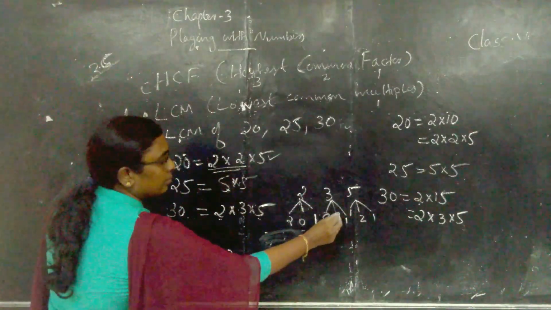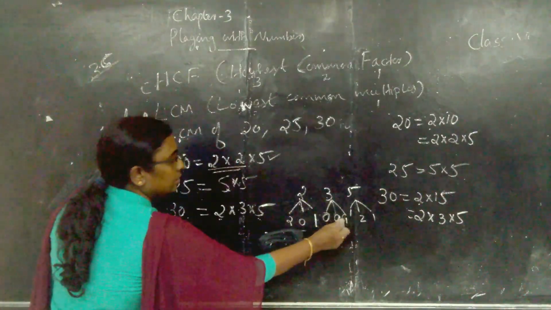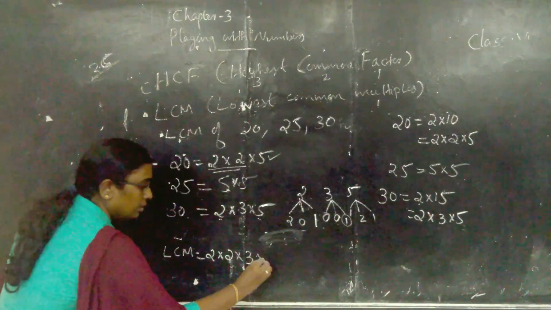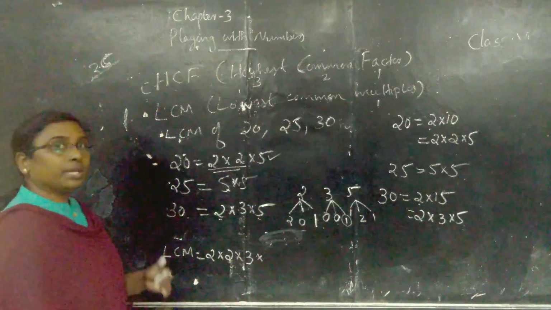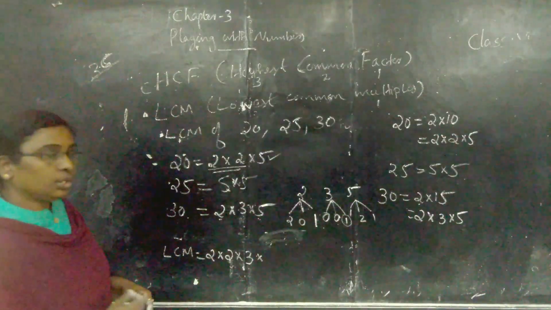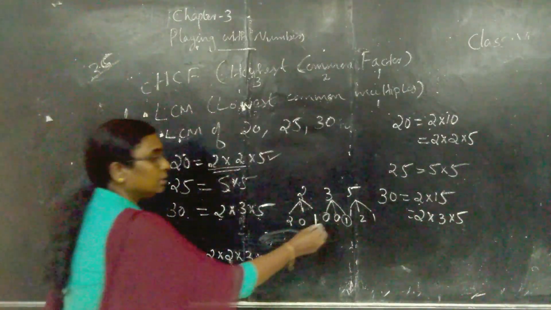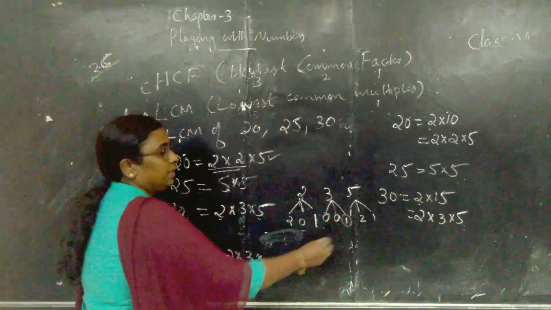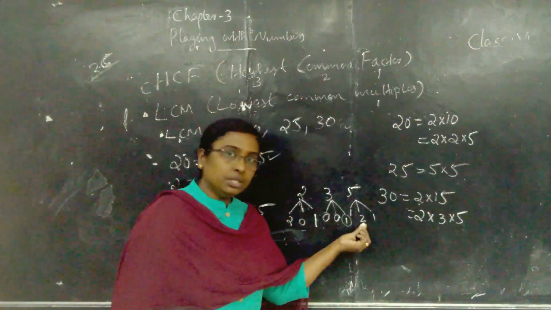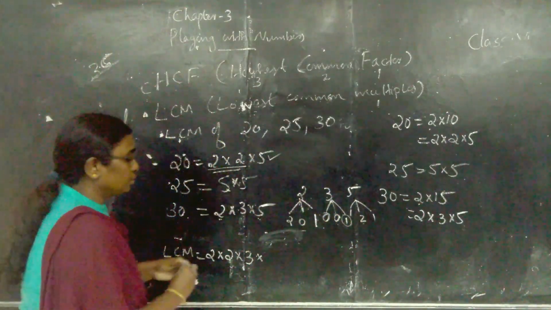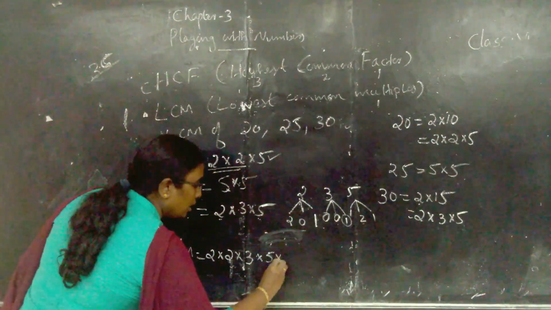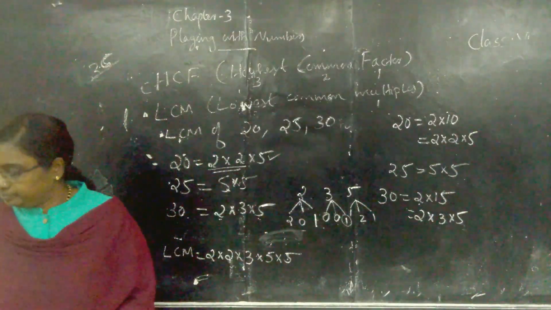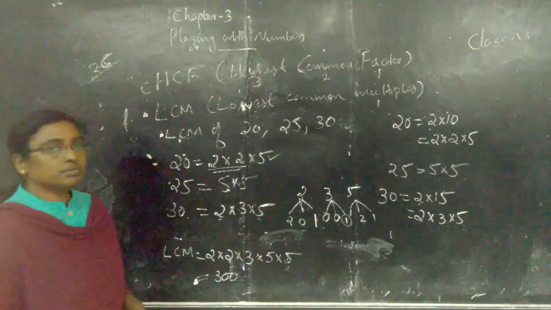The maximum number of times 3 occurs is in the third number, that is only 1 time. So we take 3 only. Okay. The next number is 5. The maximum number of times 5 occurs is 2, in the second number. So write 5 two times, that is 5 into 5. Then find the product. The LCM is 300.